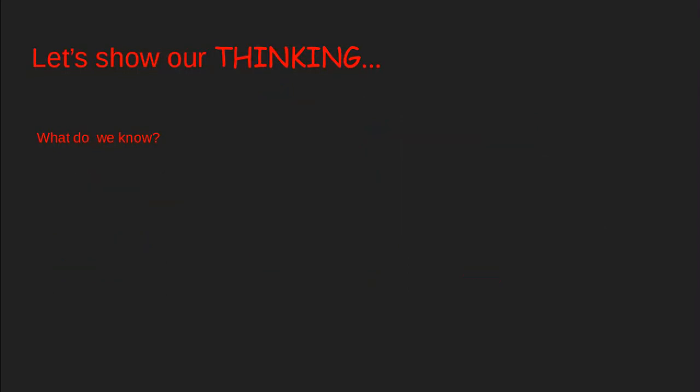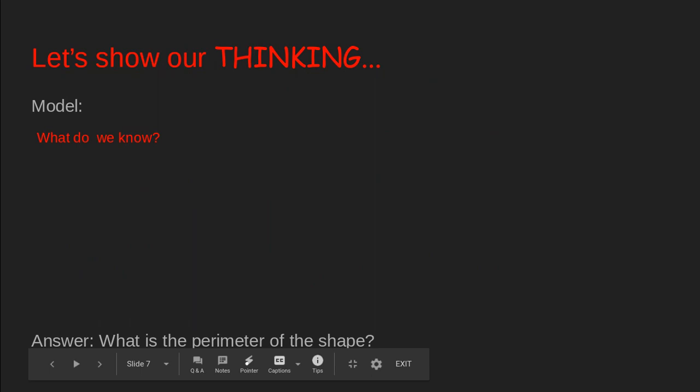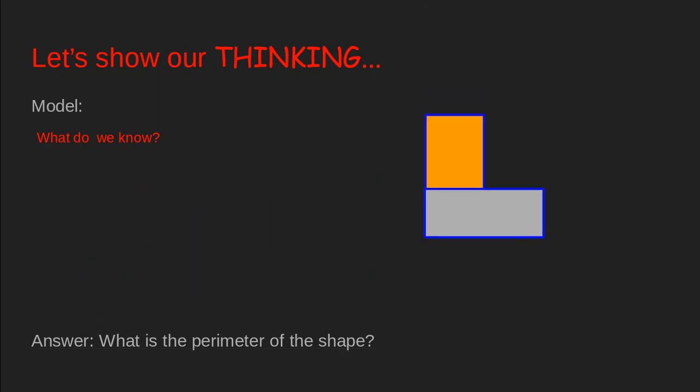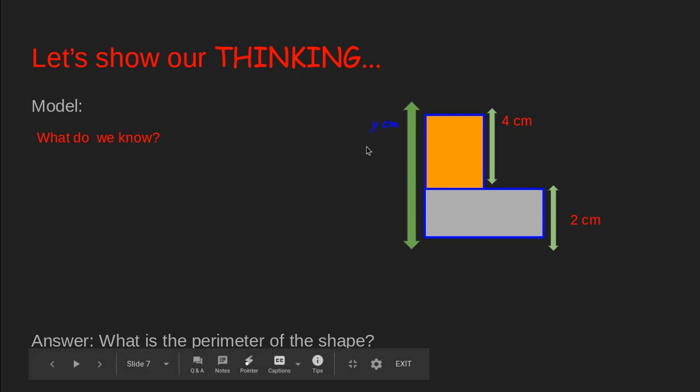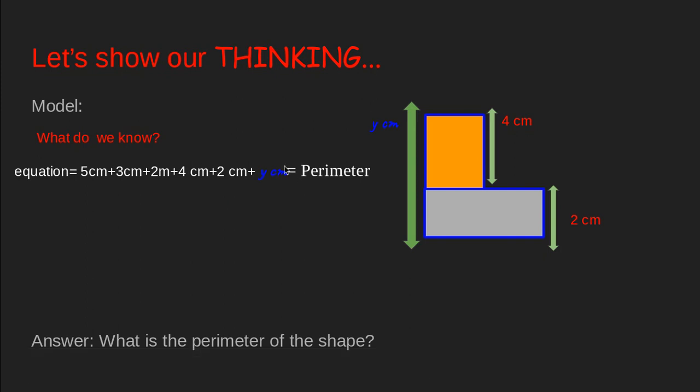So let's go back to our thinking board. What do we know? We're still trying to figure out the perimeter of the shape. Now we're going to focus on this part of our figure. We know that this side is 4 centimeters. We also know that this side length here is 2 centimeters. We also need to solve for the value of y. So here's our equation once again. What should be our next step? What can we do with those measurements that we have here? What operation can we use to solve for y?